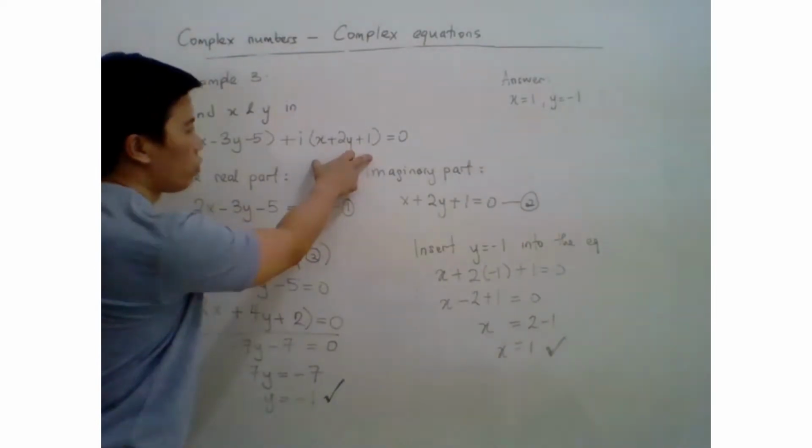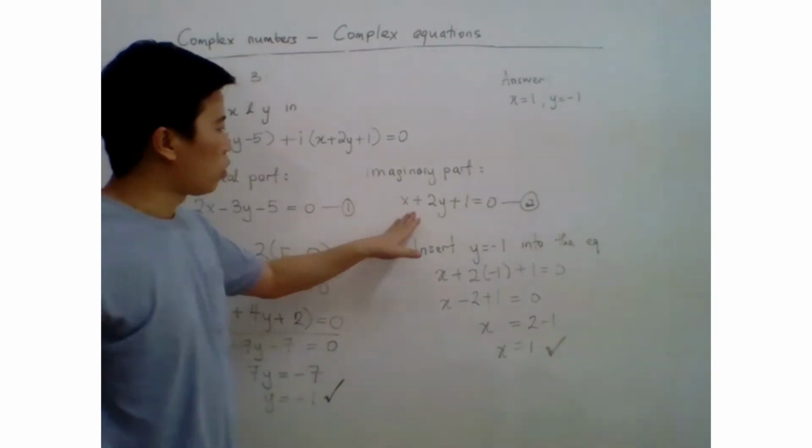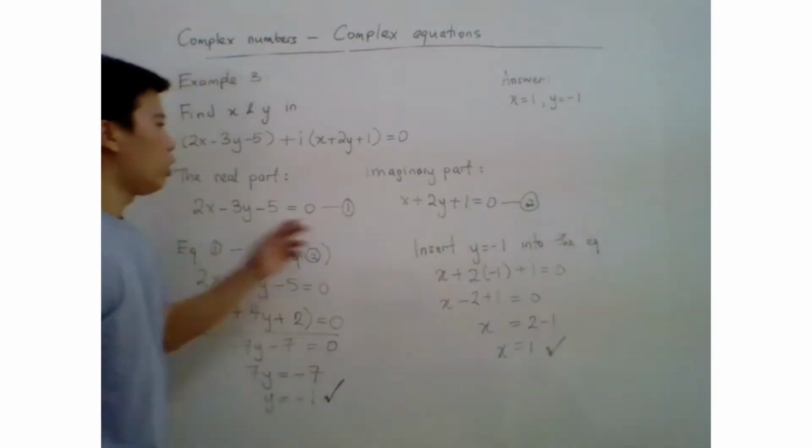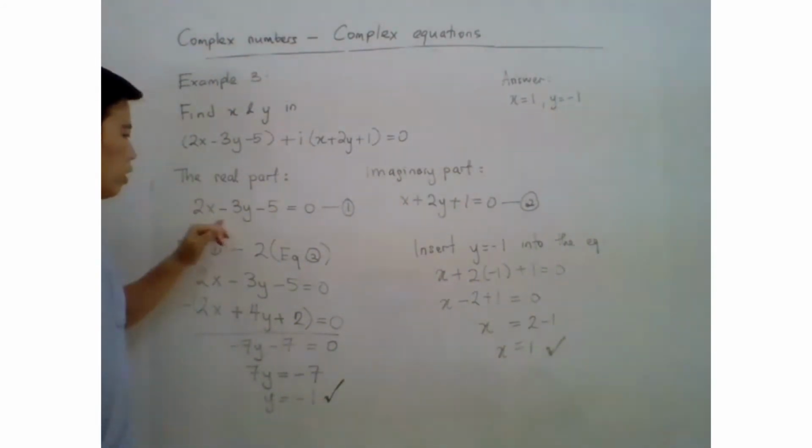And the imaginary part must also be equal to 0. Therefore, here you will set 2x minus 3y minus 5 to be equal to 0. And on the imaginary part, x plus 2y plus 1 equals 0. So now you have two equations, and you have to try to find what x and y are.